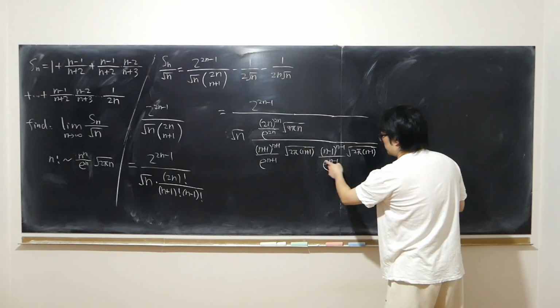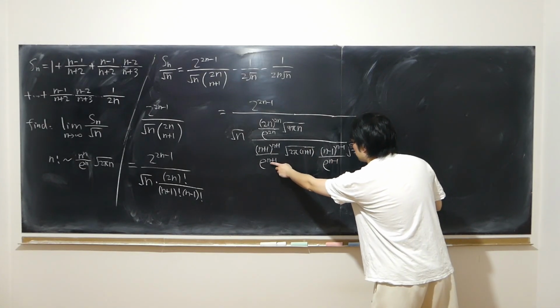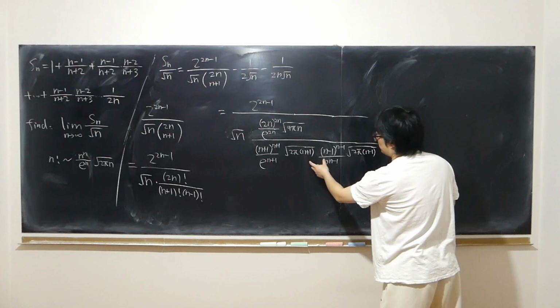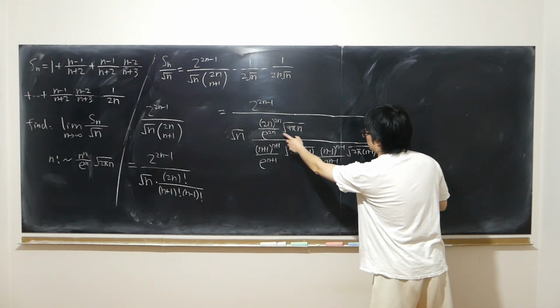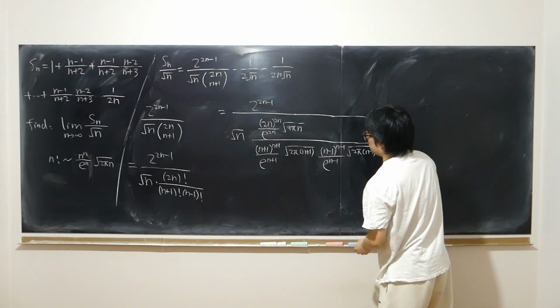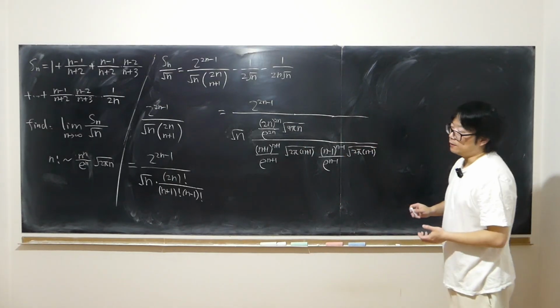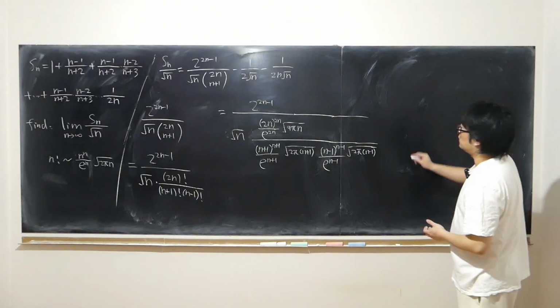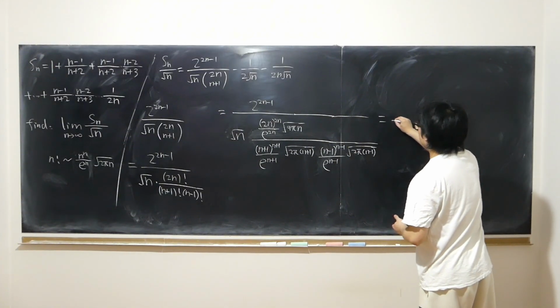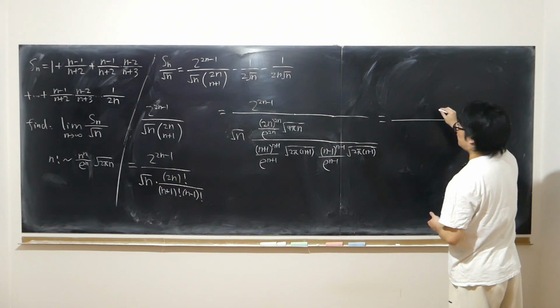Okay, so you have the powers, and this will be plus 2n, right? Here you have e to the 2n. So both of them are sitting at the bottom, so there are no more e's, right? No more e's. Copy down this one.